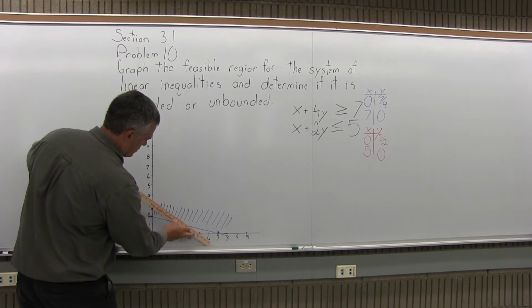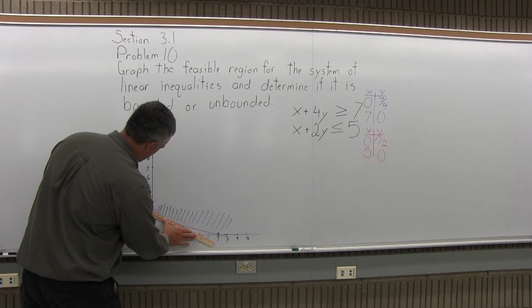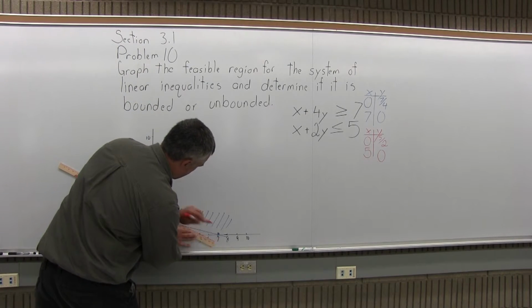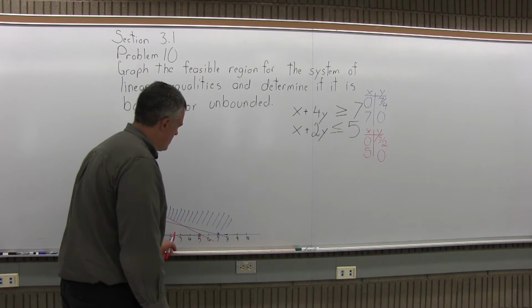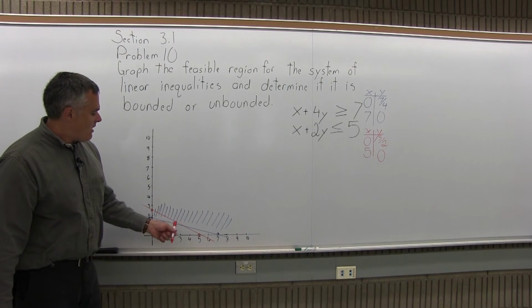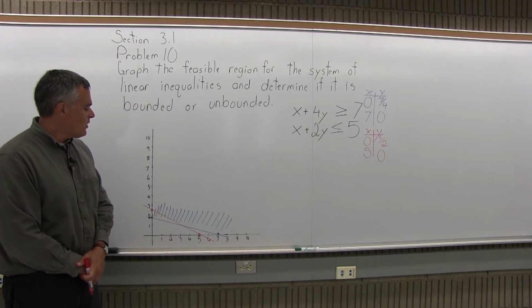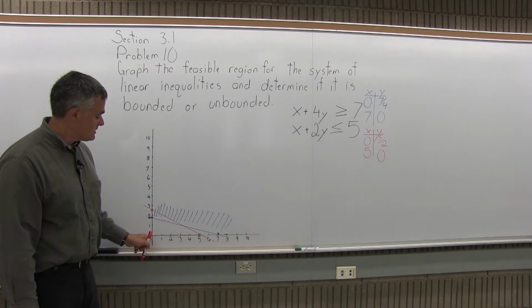So let me take my ruler. Let's see. And I will connect them with a straight line that's solid. Like that. So they do cross here. Now I have to decide whether I shade above the red line or below it. So what I want to do is find the test point that's not on the line. I'm going to use 0, 0 since it's not on the line.